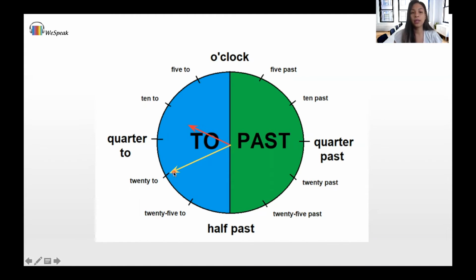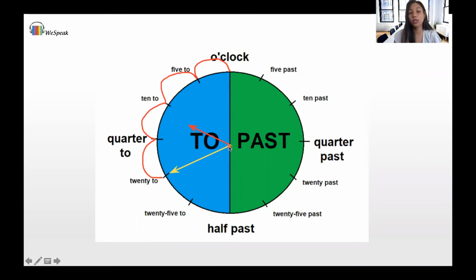So let's count the minutes to the next hour. How many minutes to the next hour? 5, 10, 15, and 20. 20 minutes to the next hour. So we say it's 20 to 10. It's 20 to 10. First the minutes, then the hour.